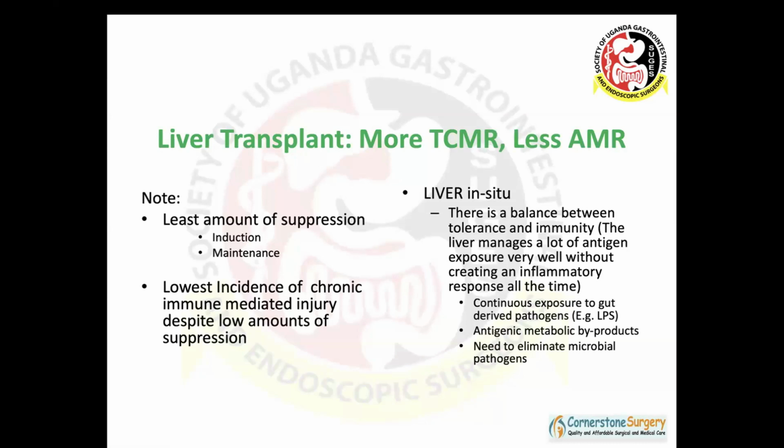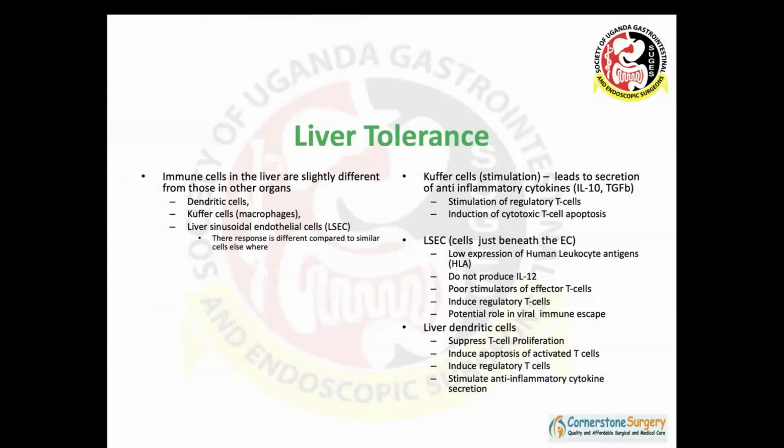So it can tolerate the immune response from the host without causing a lot of damage. The liver has that advantage: by the time you transplant it, it is already tolerating these antigenic responses. It has seen it all, in English. That's why it doesn't need a lot of drugs to maintain it. And that's what we call liver tolerance.